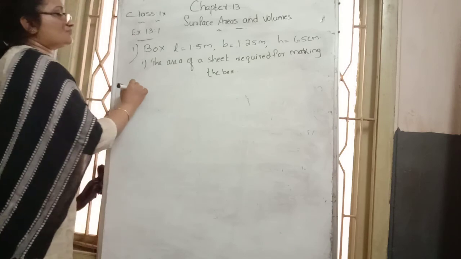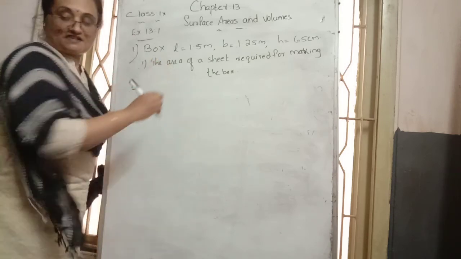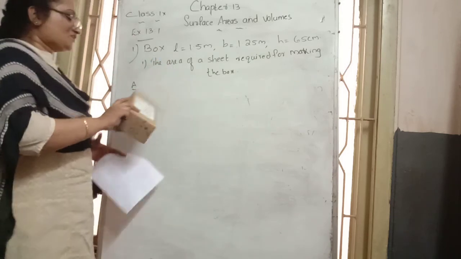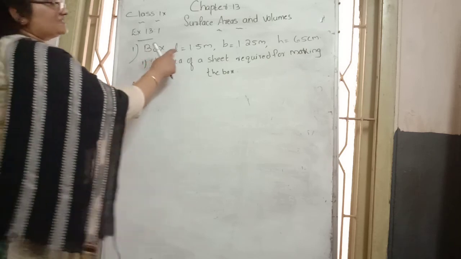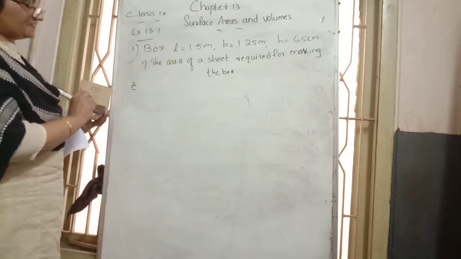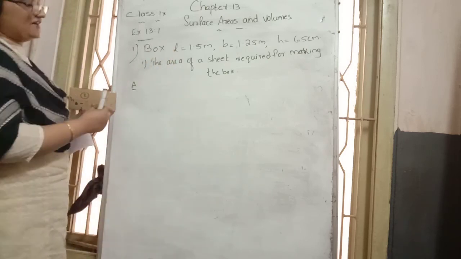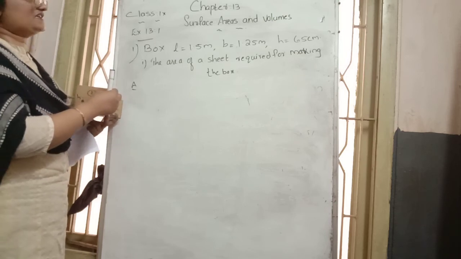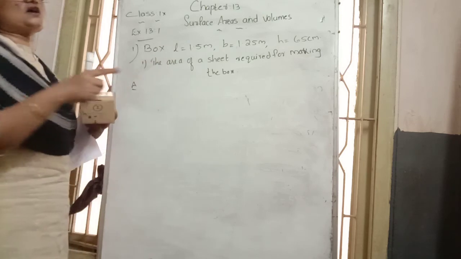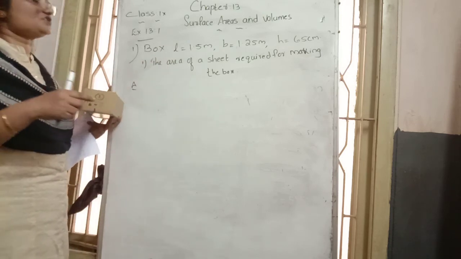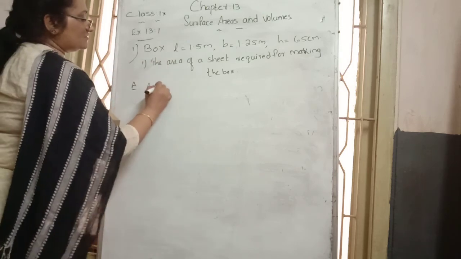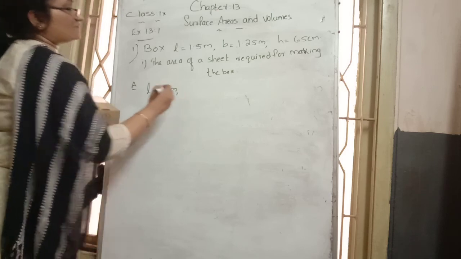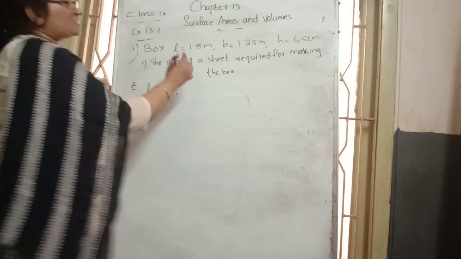How do we find the first part? The box is like this. Here length is given, breadth is given, height is there. Length, breadth, height are given. Length is equal to how much? 1.5 meter. So the L value is given as 1.5 meter. Next, this one is the breadth. What is the breadth?